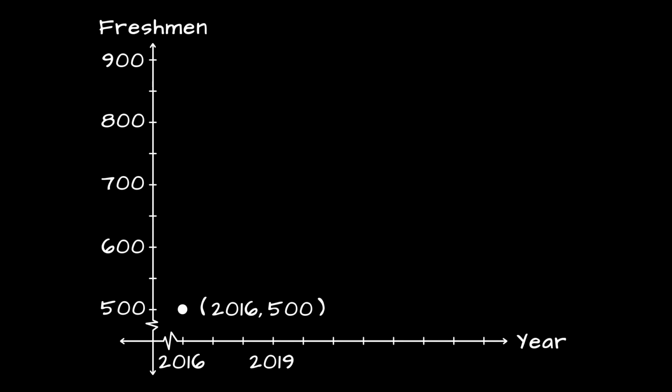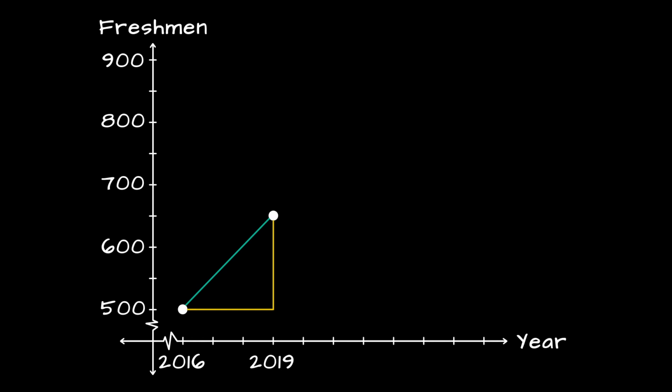The key thing to realize with this problem is that the problem statement is actually giving us a couple of data points, which we can plot on our pair of coordinate axes. Indeed, the problem is telling us that in the year 2016, there were 500 freshmen enrolled at City High School. So we can mark that point on our coordinate plane. The problem also tells us that in 2019 there were 650 freshmen. That, once again, is a pair of numbers that we can plot in our coordinate plane.